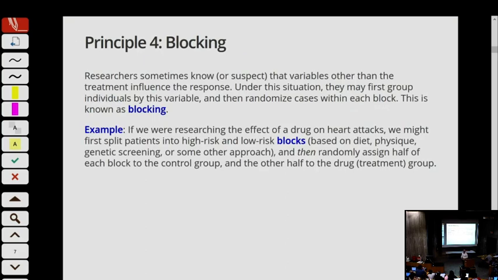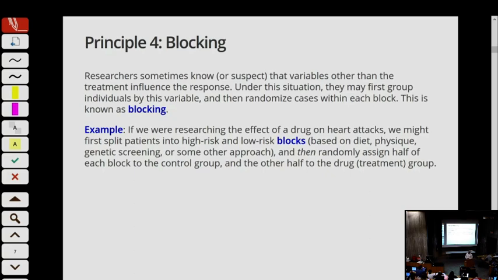Concept number four is the concept of blocking, which we're not going to spend a lot of time on in this course, but I didn't mention it last time, and I'll say it again. The idea is if you know or suspect that there's something else that will strongly influence the response variable, which is a characteristic of your study population, then you can block for it. And you essentially break the population into groups based on this other variable, and then from within those groups, you randomize 50-50 into the treatment and to the control.